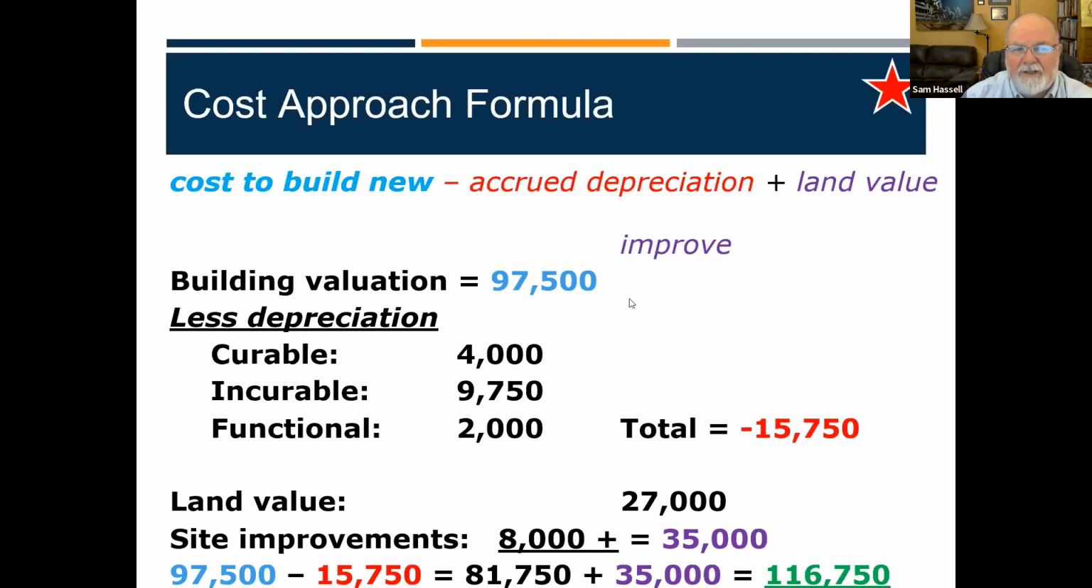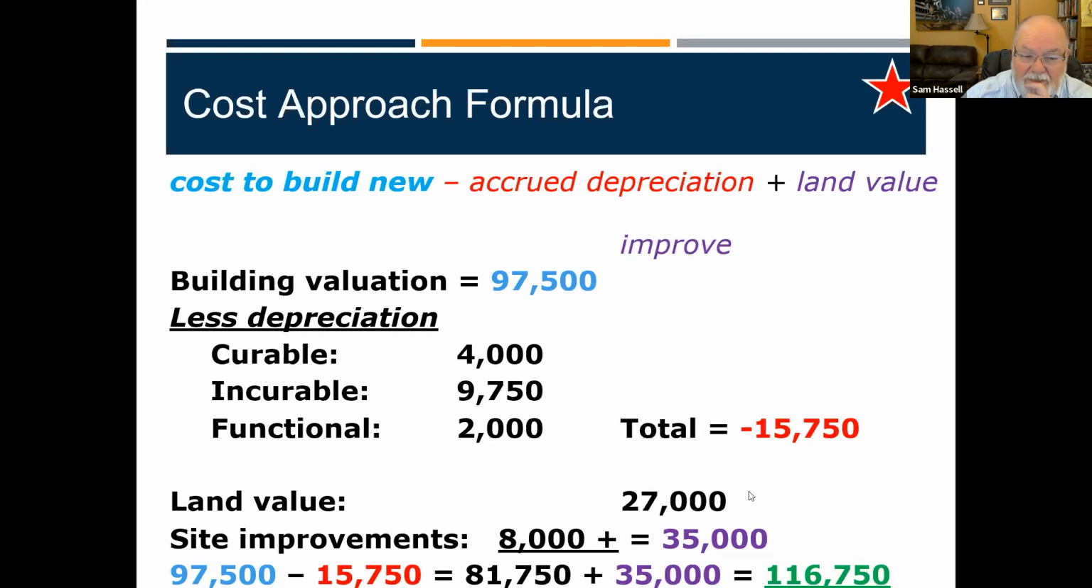So let's say we have a building that's valued at $97,500. That's what it's going to cost us to rebuild this. And we have some depreciation. We have curable depreciation, which we can fix for $4,000. And again, this is the appraiser making their best judgment. But we also have incurable depreciation for $97,500. And then we have some functional obsolescence. Maybe the bathroom's too small, $2,000. So our total depreciation here is going to be $15,750.